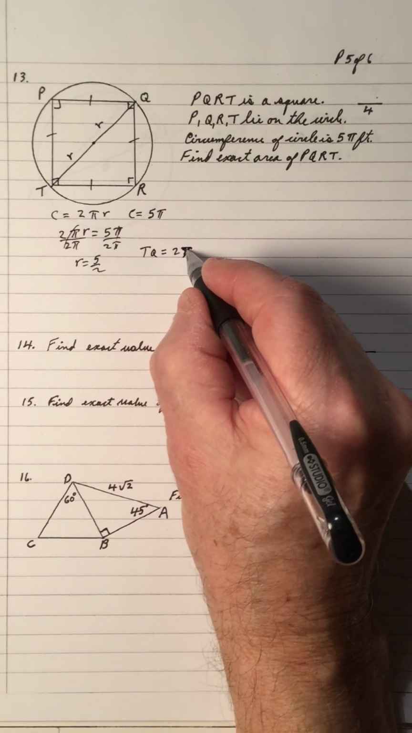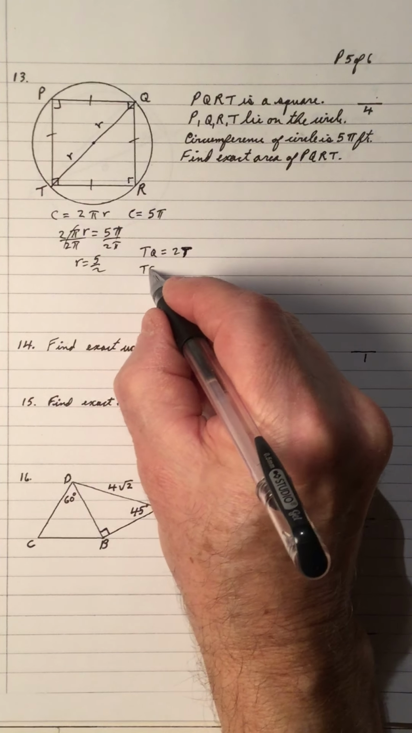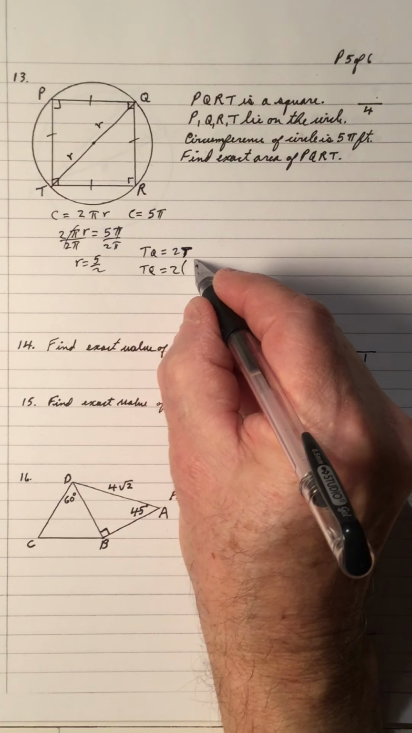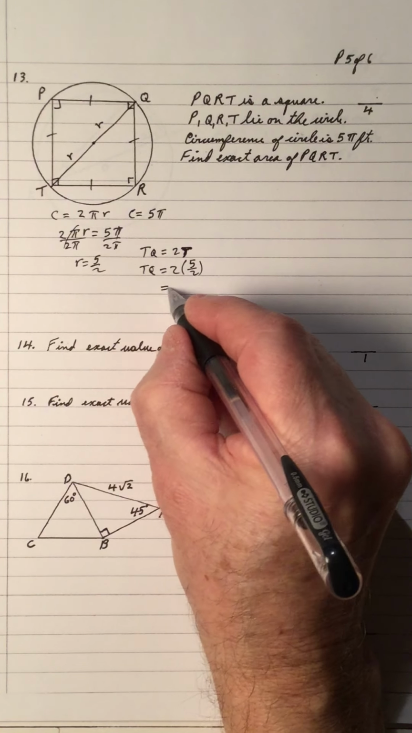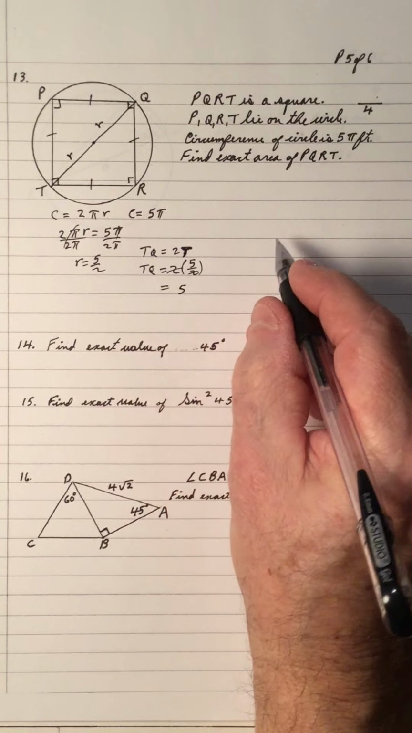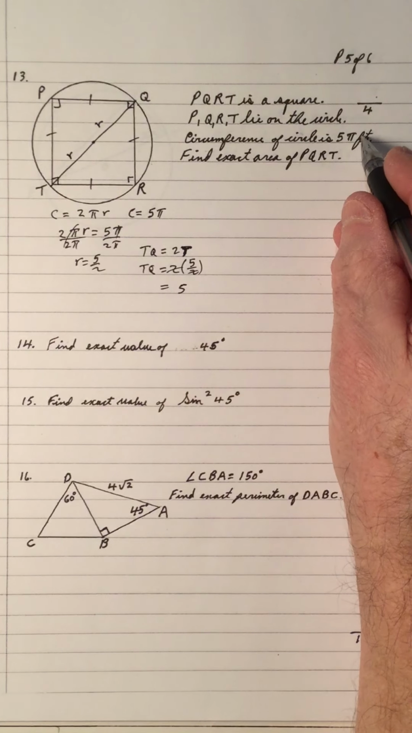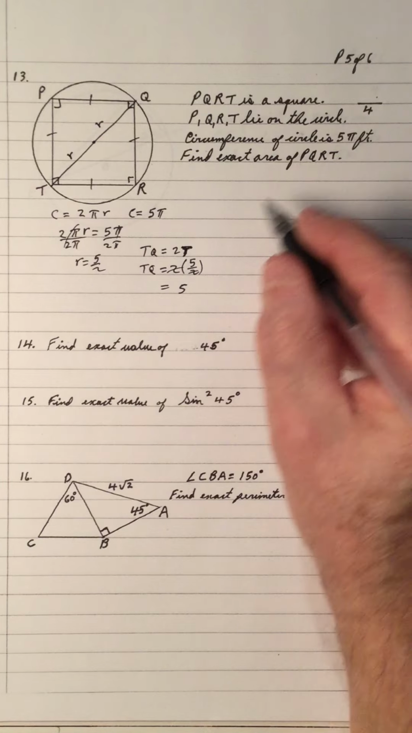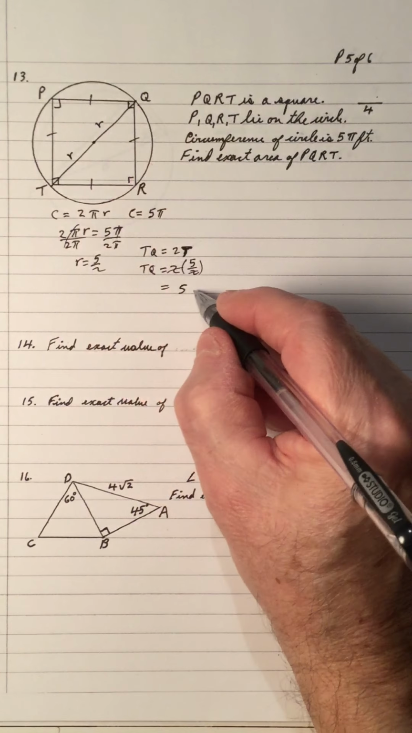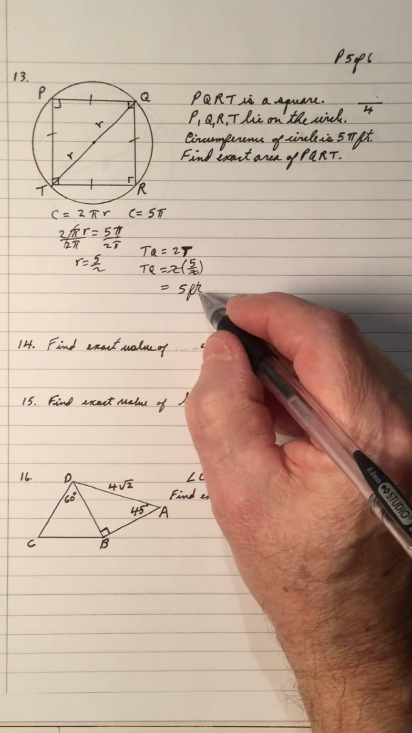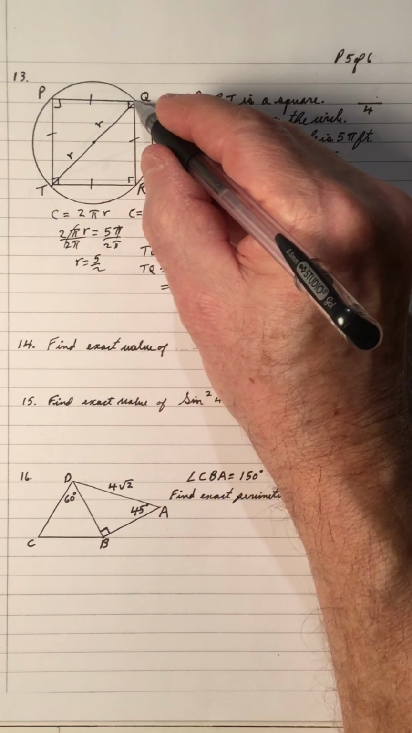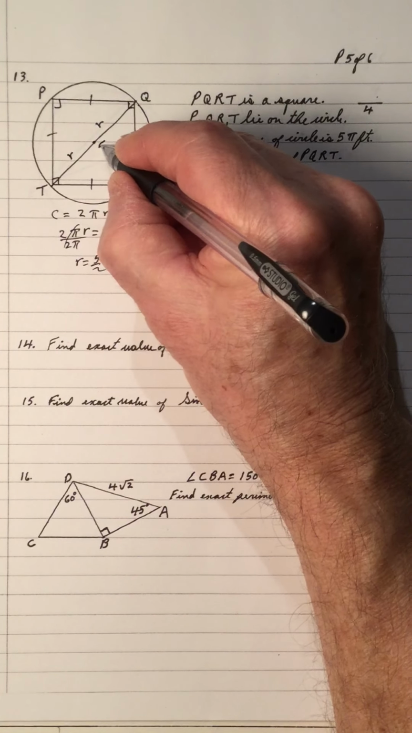2R, make that an R now. So that means TQ is 2 times 5 over 2. And they cancel, so you get 5. And you could call it 5 feet or just 5 for now, because the circumference is in feet. So TQ is in feet. If you want to write that down, we have TQ is 5. So let's put 5 here.